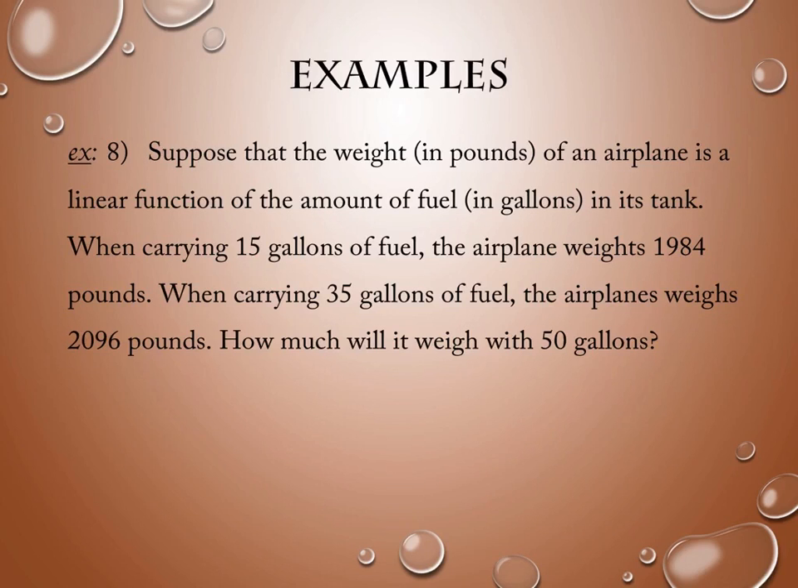So example number 8. Suppose that the weight in pounds of an airplane is a linear function of the amount of fuel in gallons in its tank. When carrying 15 gallons of fuel, the plane weighs 1984 pounds. When carrying 35 gallons of fuel, the airplane weighs 2,096 pounds. How much will it weigh with 50 gallons?